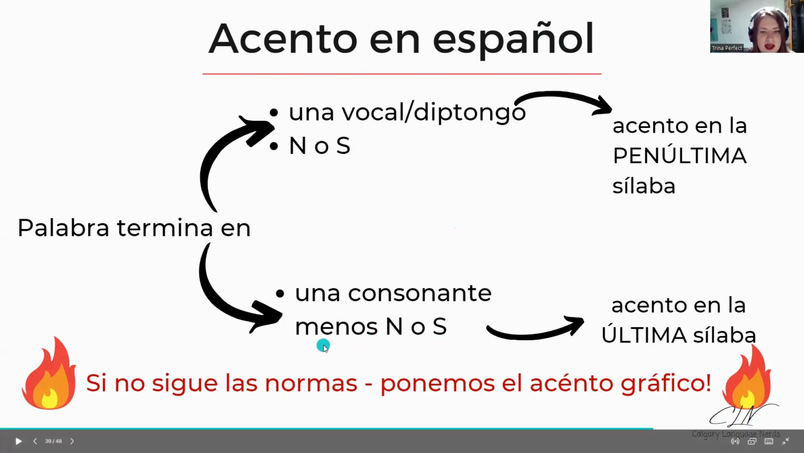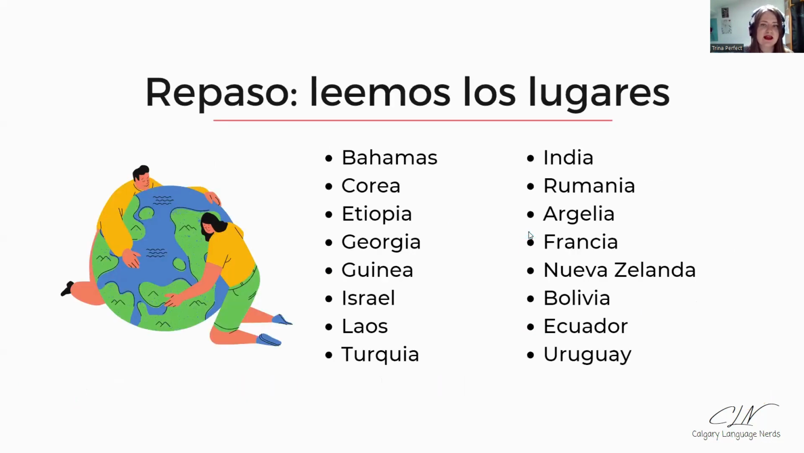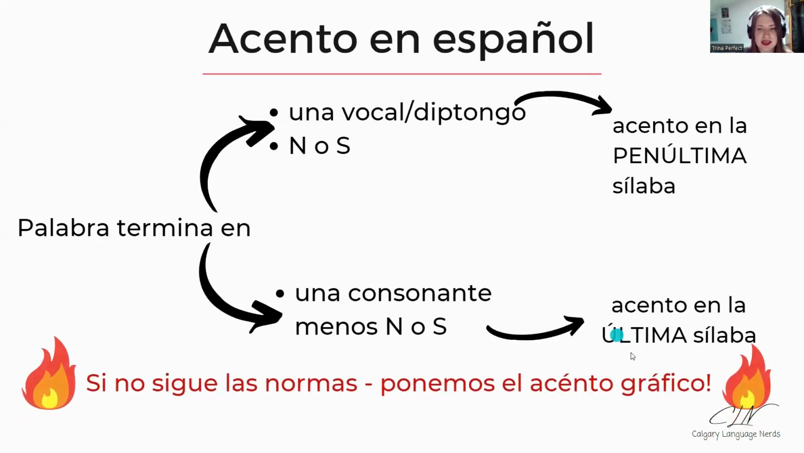O, por ejemplo, aquí tenemos vocal, también es una L, so this word also. And as you can see, the accent falls on the last syllable, vocal, vocal, con una L. Si miramos las palabras anteriores, ¿no? Por ejemplo, Ecuador, R, it's a consonant, it's not an N or S, and it falls on the last syllable. And if it doesn't happen, yet again, we'll have to put the graphic accent on it, ¿vale?